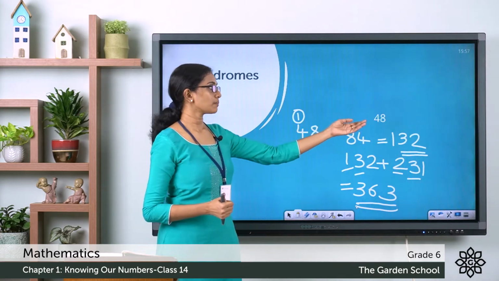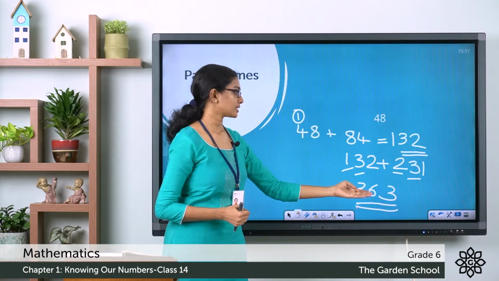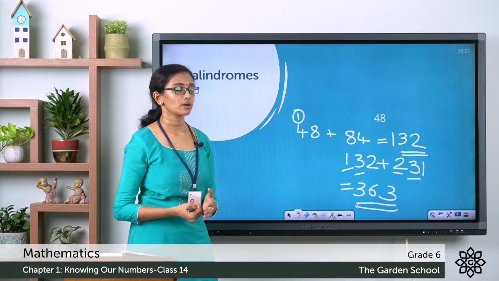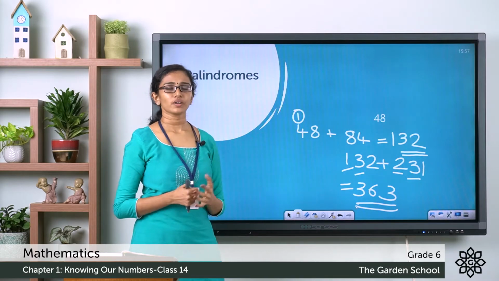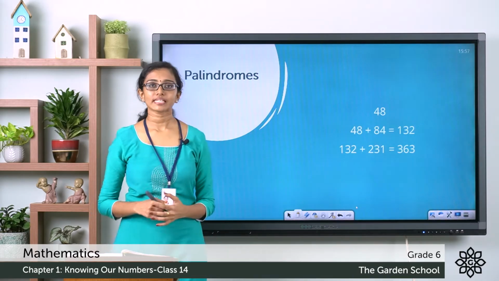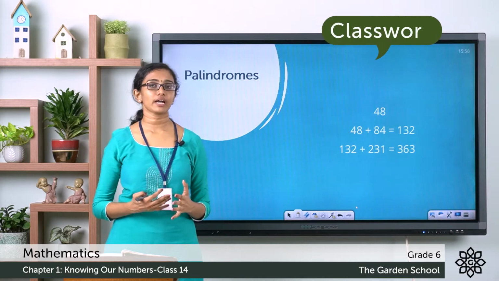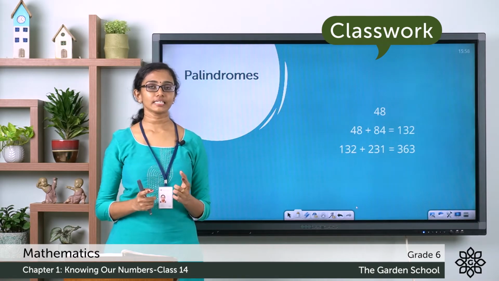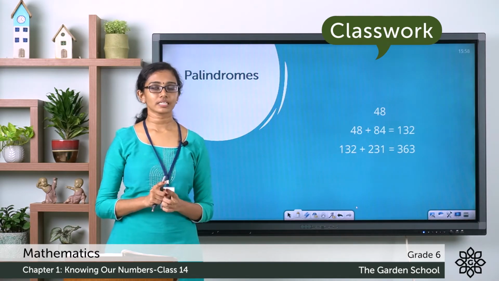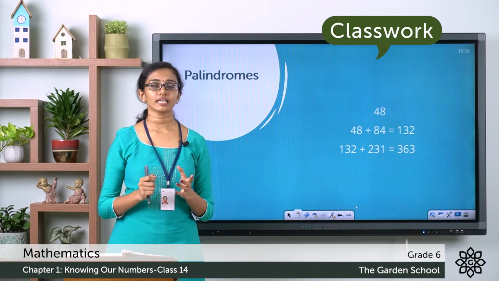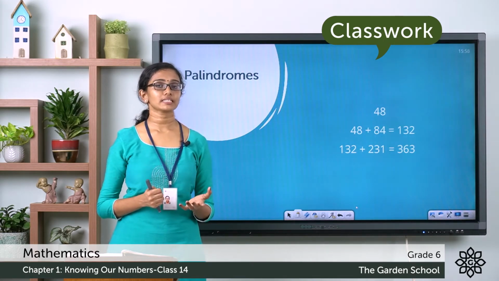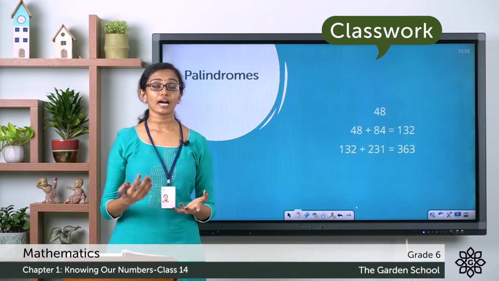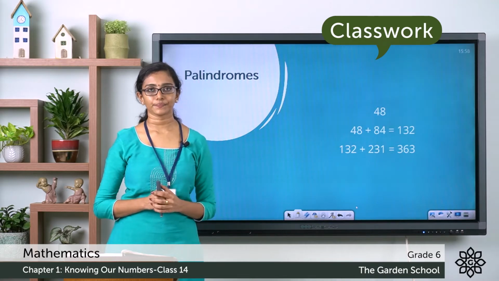So from the 2-digit number 48, we obtained a 3-digit palindrome. So this way you can form many different palindromes using 2-digit or 3-digit numbers or any digit numbers. There is one more example given in your textbook. You are asked to find a palindrome using the number 98. Try it yourself. 98 is not a palindrome. So you just reverse the digits, add the two numbers, then see if the obtained number is a palindrome. If not, reverse the digits, do the sum, and keep repeating until you get a palindrome from 98.